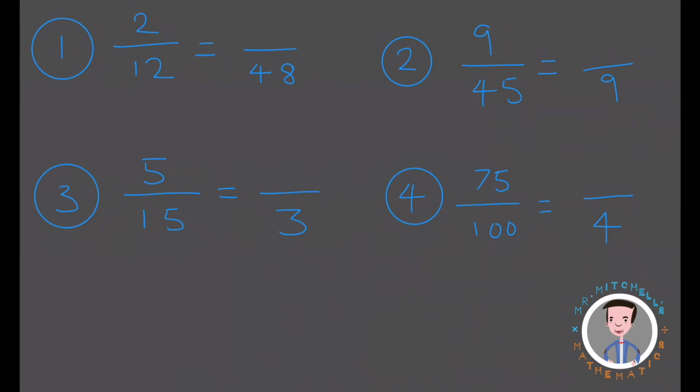Okay, ready? Let's go. In this one, it is 8 over 48, because you need to times 12 by 4. In number 2, it is 1/9, because you divide both the top and the bottom by 9. In the next one, it is 1/3, because you divide the top and the bottom by 5. And in number 4, it is 3/4, because you divide the top and the bottom by 25.